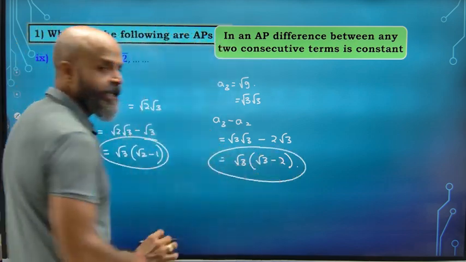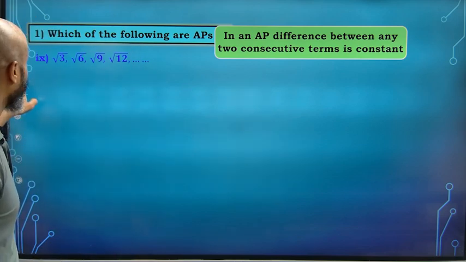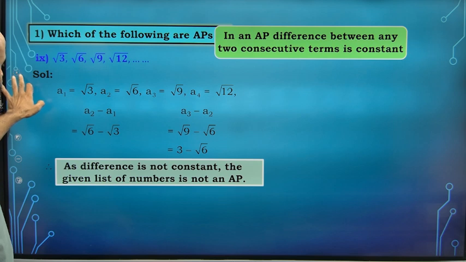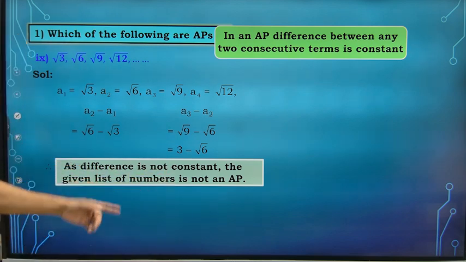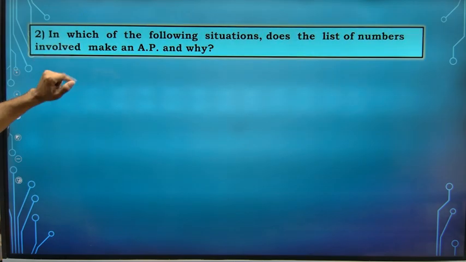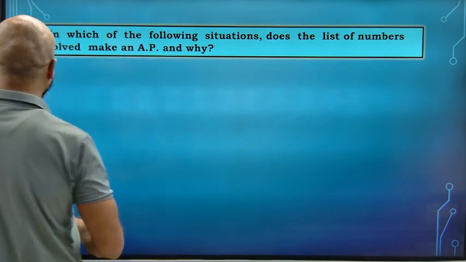Answer is no. Is this qualifying to be an AP? Answer is no. This is not qualifying to be an AP. So this is A2, A3, A4. If I look at it, as the difference is not constant, the given list of numbers is not an AP. Okay. In which of the following situations does the list of numbers involved make an AP and why?